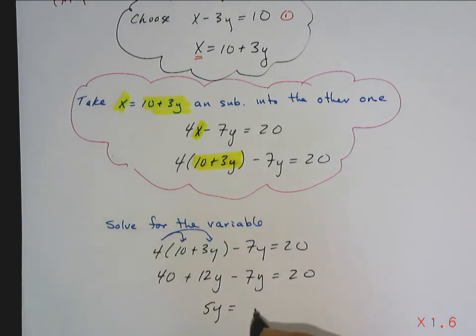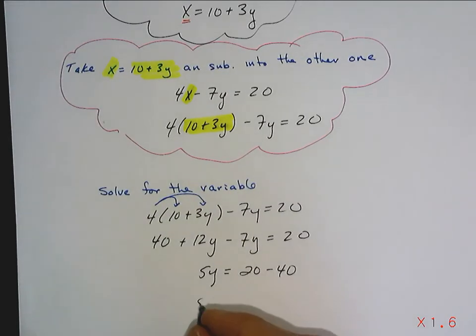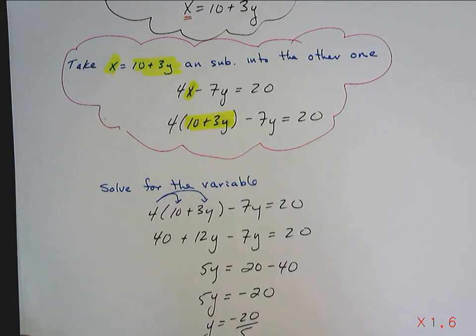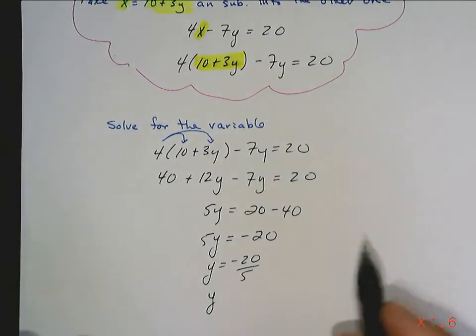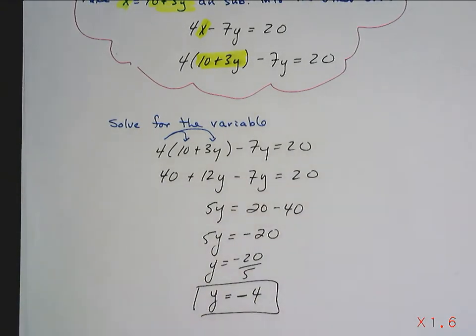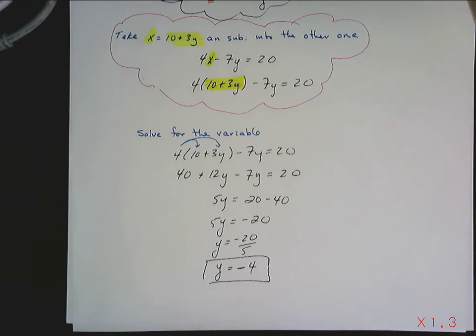5y equals 20 minus 40, which gives me 5y equals negative 20, which gives me y equals negative 20 divided by 5. Y equals negative, because negative divided by a positive is a negative. 20 divided by 5 is 4. And I suggest you do that in 2 steps. Otherwise, you're going to give me the answer of positive 4, and it's going to be wrong. All right, so that's step 3.